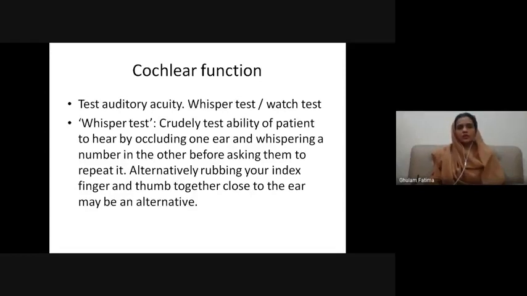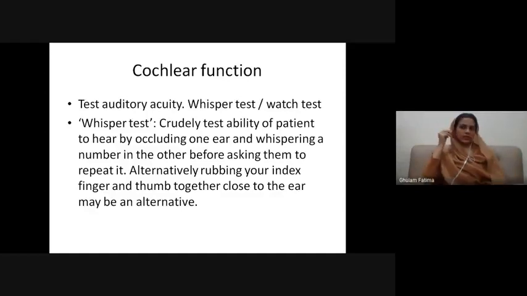So we will test the auditory acuity, just like visual acuity, how clear your auditory function is. The very preliminary test that can be performed is called the whisper test or watch test. In the whisper test or watch test, you will simply whisper in the patient's ear from an increasing distance. Or you can take a watch and keep it near one ear, and you will occlude the other ear meanwhile, and you will increase the distance and mark the point where the patient stops hearing the clicking sound of your watch, and compare with the other side.